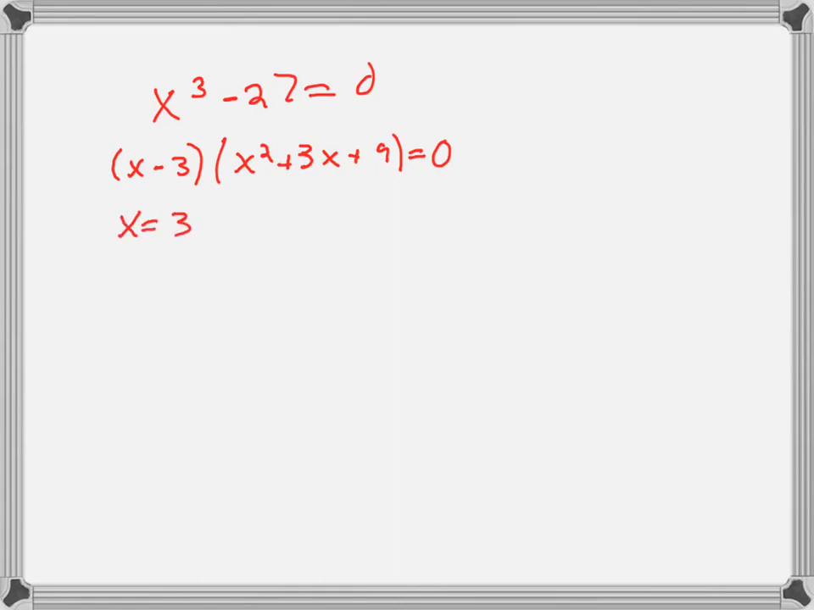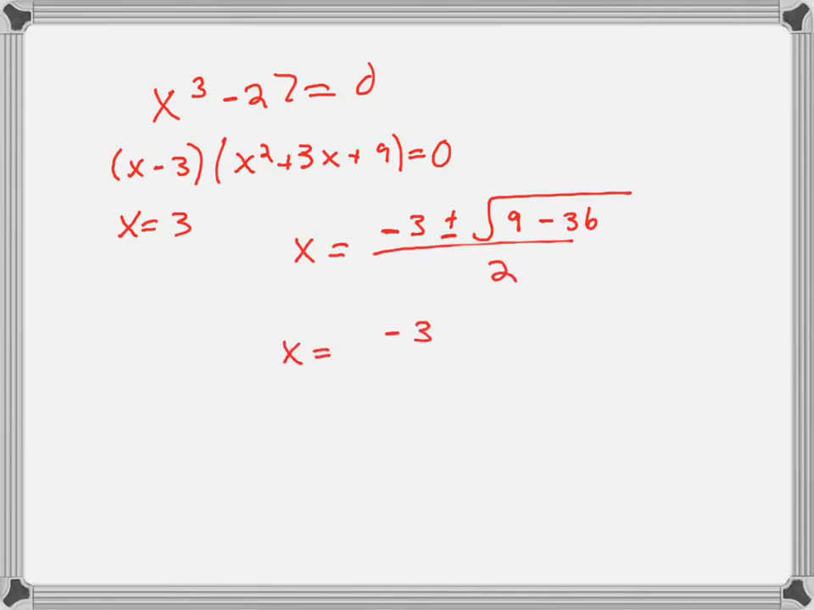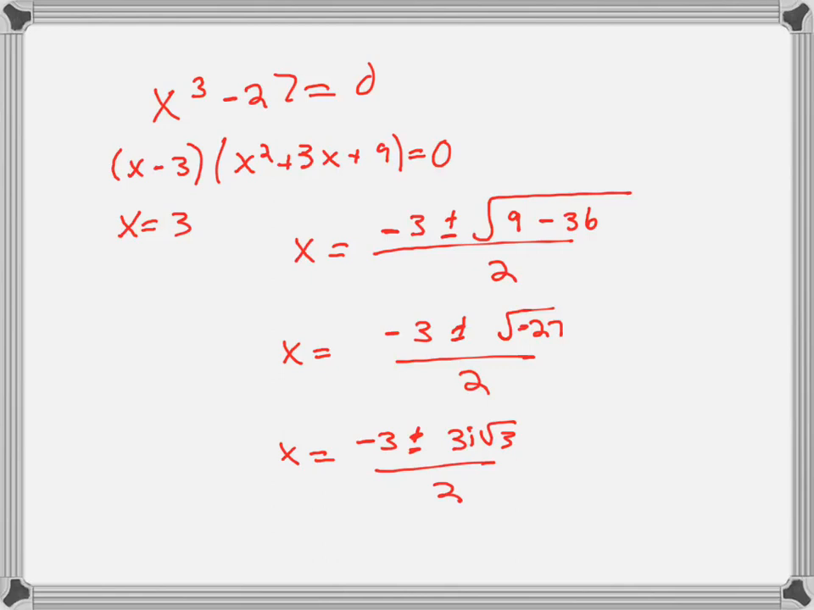So we know that this is x equals 3. And then we're going to solve the quadratic equation to find the other solution. So if we have x equals negative 3 plus or minus root 9 minus 36 all over 2, that becomes x equals negative 3 plus or minus root negative 27 all over 2. And this is x equals negative 3 plus or minus 3i root 3 over 2, right? Because we're pulling out a negative 1, which gives us i, and we're pulling out a 9, which gives us 3. And these are going to be our final answers.